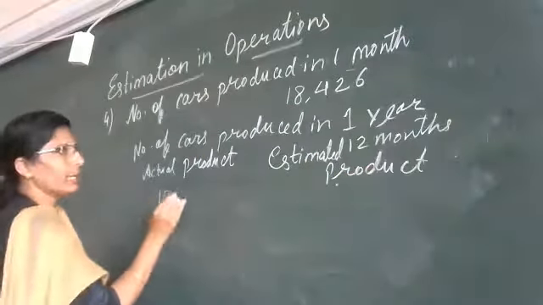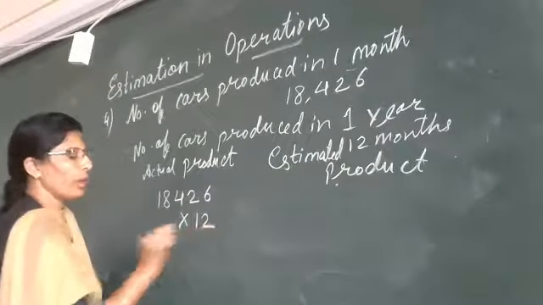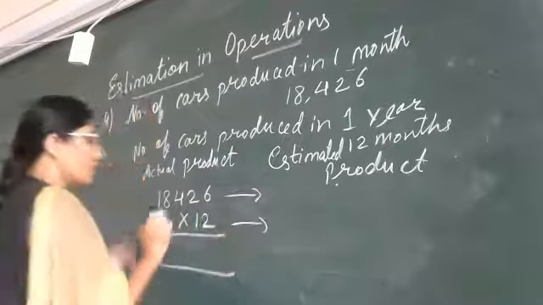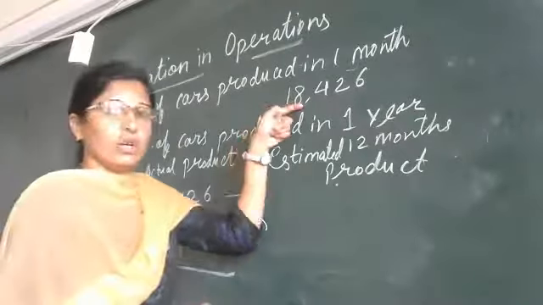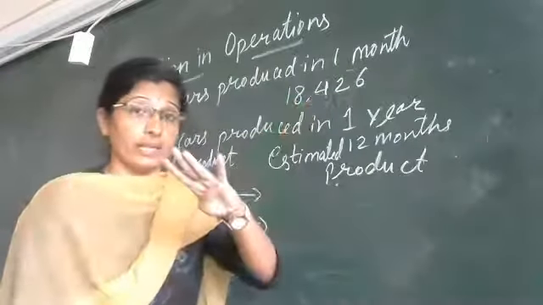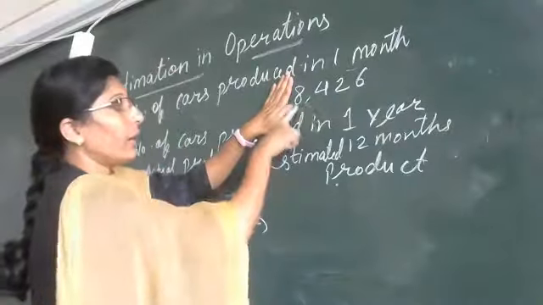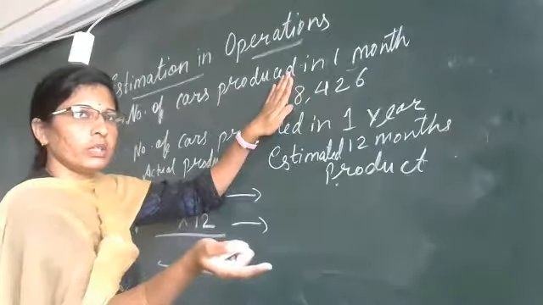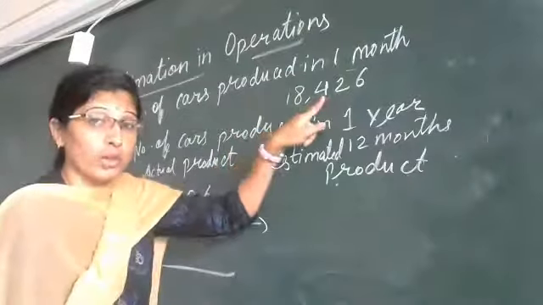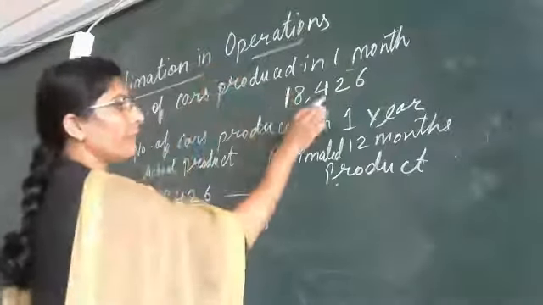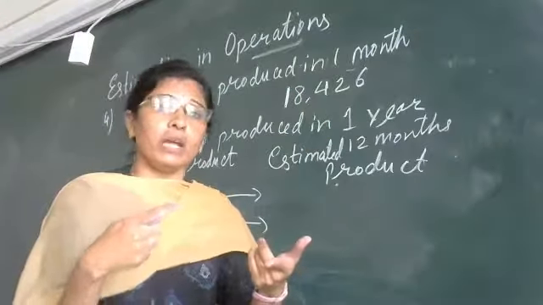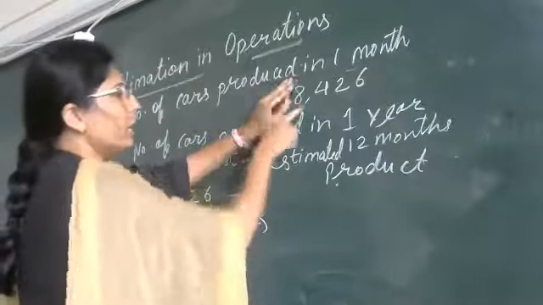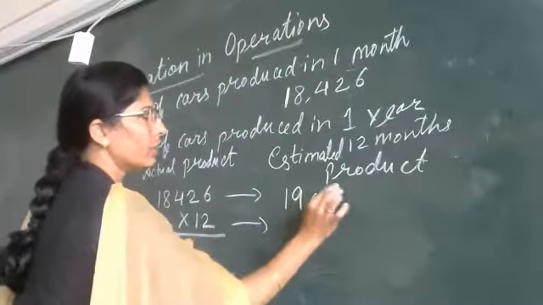So here actual, 18,426 multiplied by 12 and here estimated. Estimated you have to round off to 1000. So 18,400 is there. So this will be here round off to 8000 or 9000? 8000. Why? Because 4 is there. If 5 and more than 5 number is there, then you have to do 1 plus. Rounding of numbers. Okay? So here, this will become 18,000.